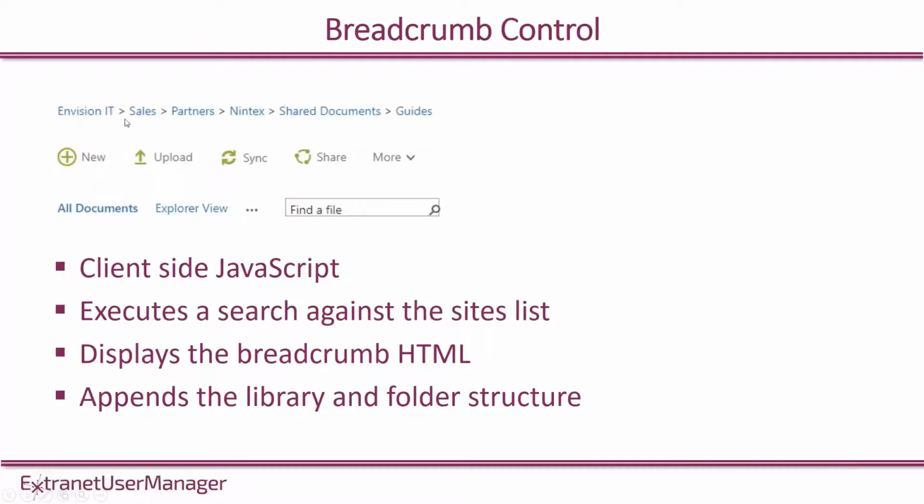Basically what's happening is we've got some JavaScript in the master page that does a query. It says, okay, what's the URL that you're currently on? Let me go search against that site's list, but let me also look for the name of the document library that you're in, and are you in any folders, however deep that structure may go, and it dynamically builds out that breadcrumb on the fly.